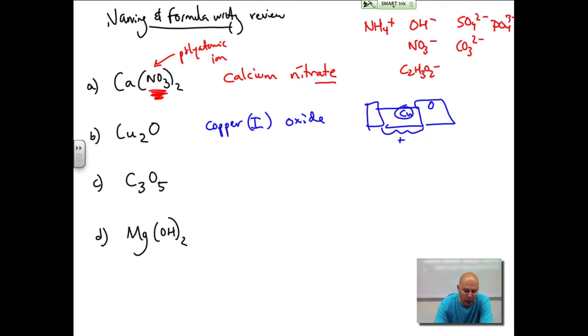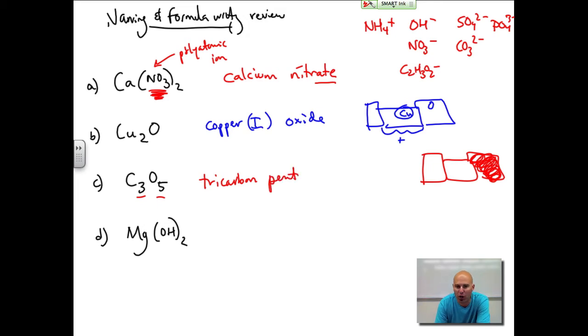Okay? The next one. Carbon and oxygen are both on this right side. They're both nonmetals. So this is going to be a covalently bonded substance, so we must use prefixes. Tricarbon pentoxide. If you called it pentaoxide, that's fine, but pentoxide. Again, we're using the prefixes because they're both on the right side.